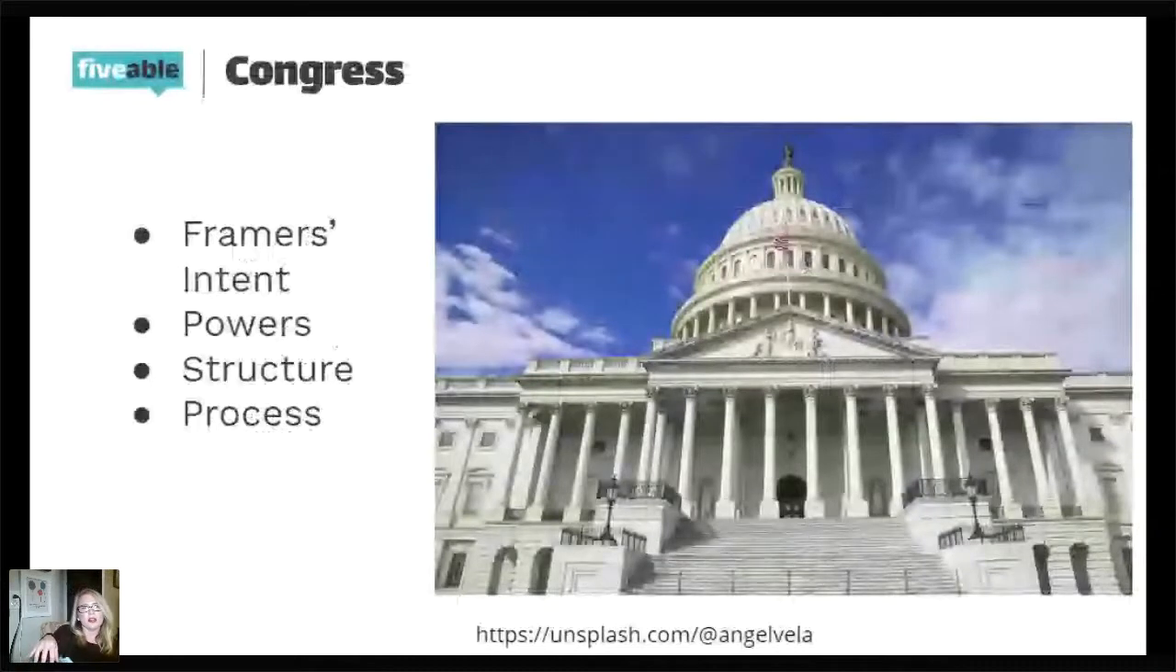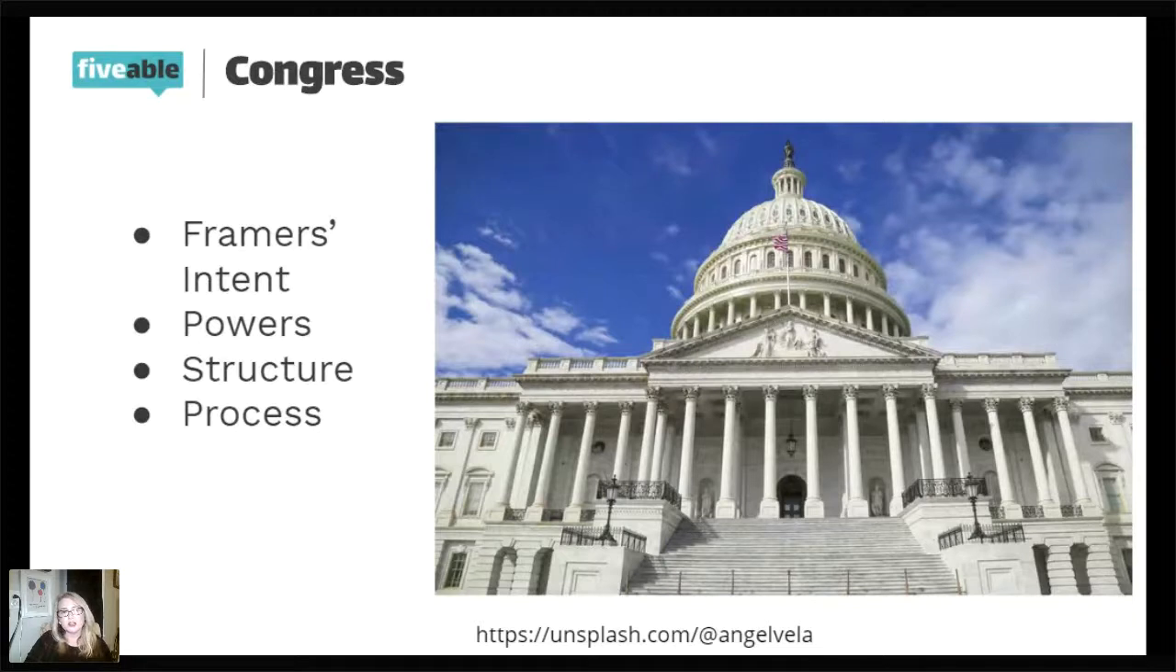So I want to talk a bit about the framers' intent here. How do we know that the framers really thought that Congress would be the most powerful branch? Yeah, good. So Dakota tells us that Article 1's the longest. Yeah, and it's Article 1, so it's the very beginning of the Constitution. They set up the legislative branch, the U.S. Congress.